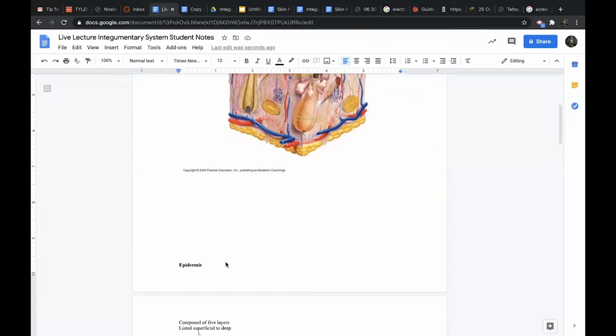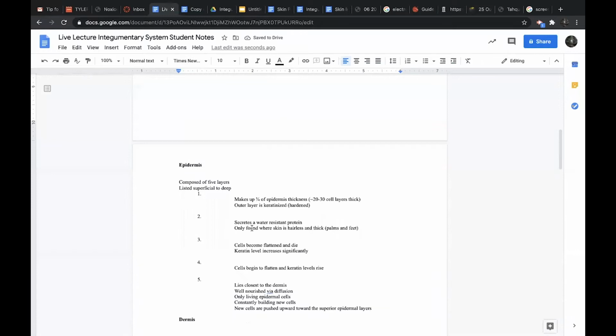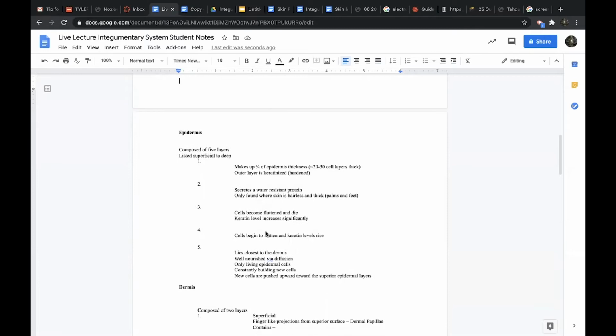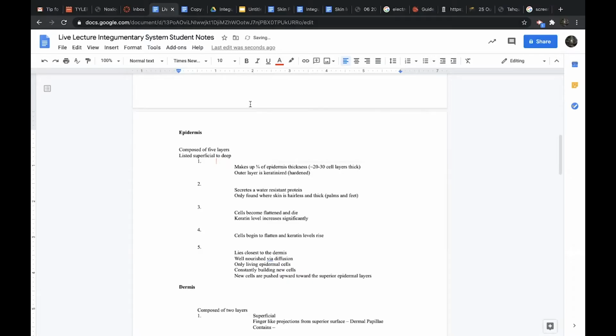Okay. So starting with the epidermis. The epidermis also has 5 layers within that. And you'll need to know the names of these specific layers, and you'll need to know them in order from superficial to deep, just in order of how they occur. The first layer is called the stratum corneum.